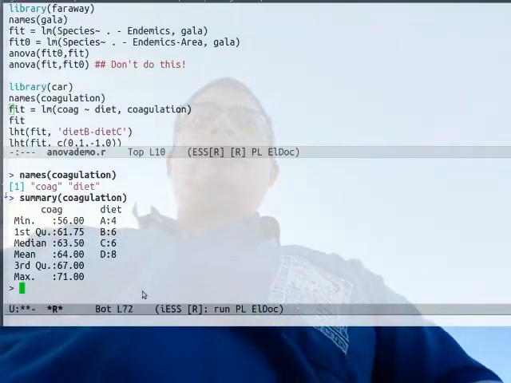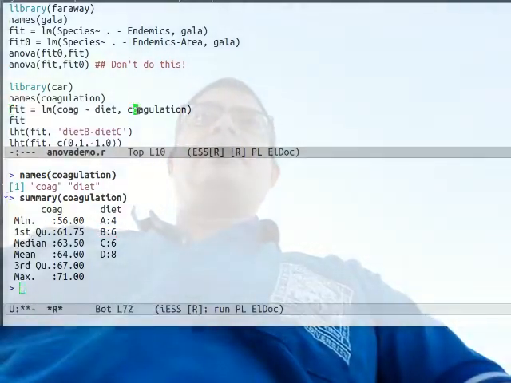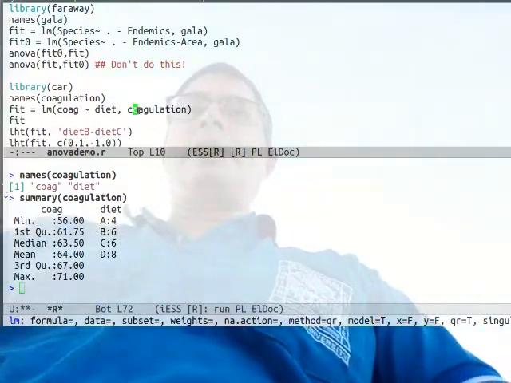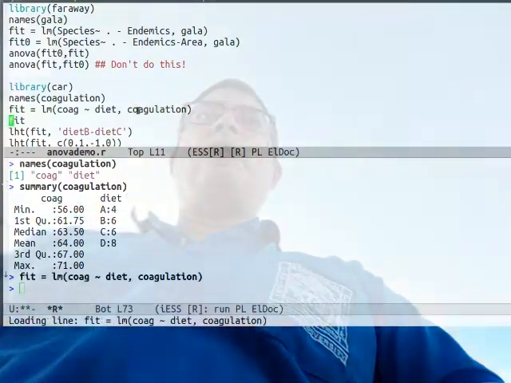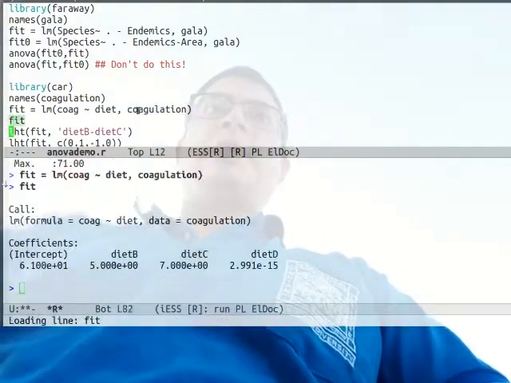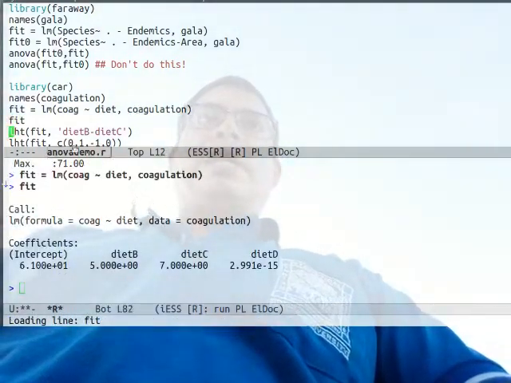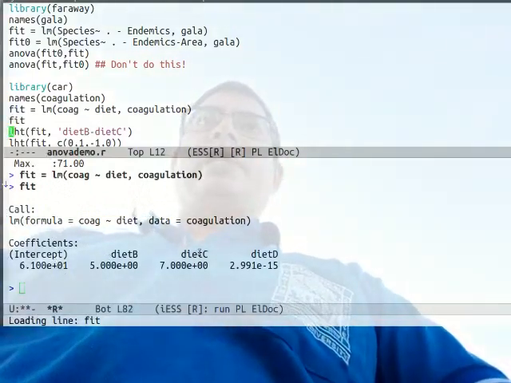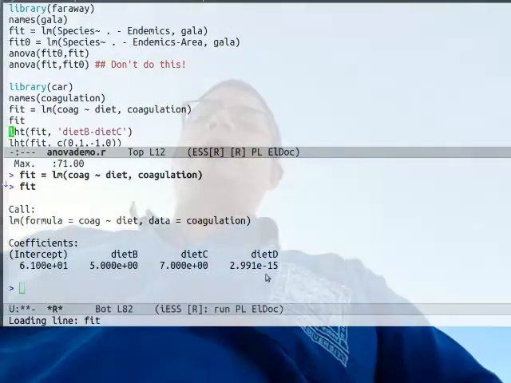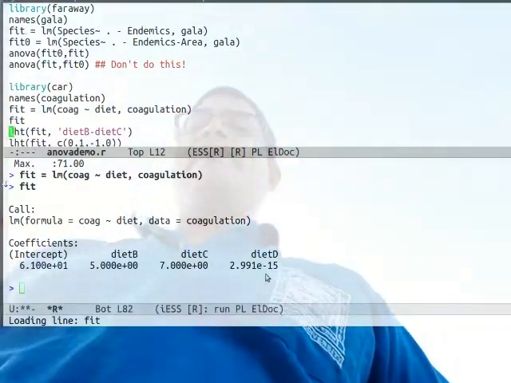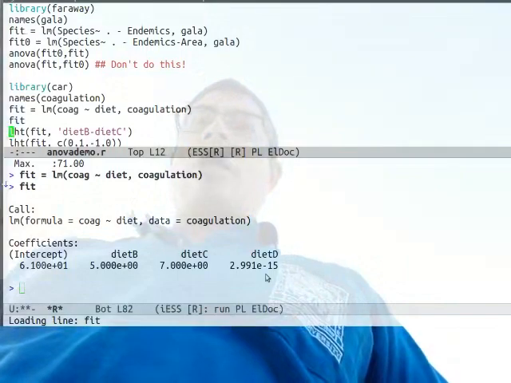So now suppose I fit this model. So it's a one-way ANOVA model, pretty simple stuff. I get this. Now I will just take a look at whatever is my fitted thing. I see that I have the intercept and diet B, diet C, diet D. So the model is actually mu plus alpha_i plus epsilon_ij, and there are 4 alphas.